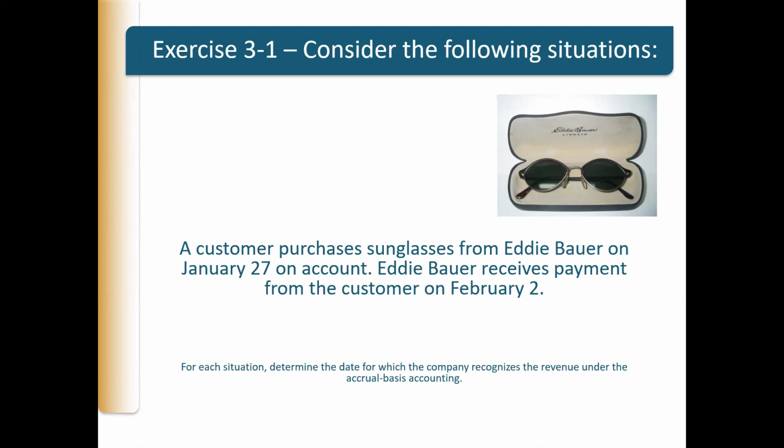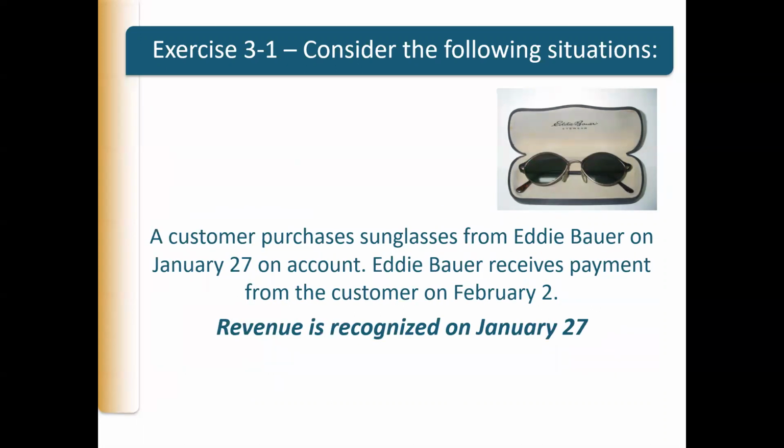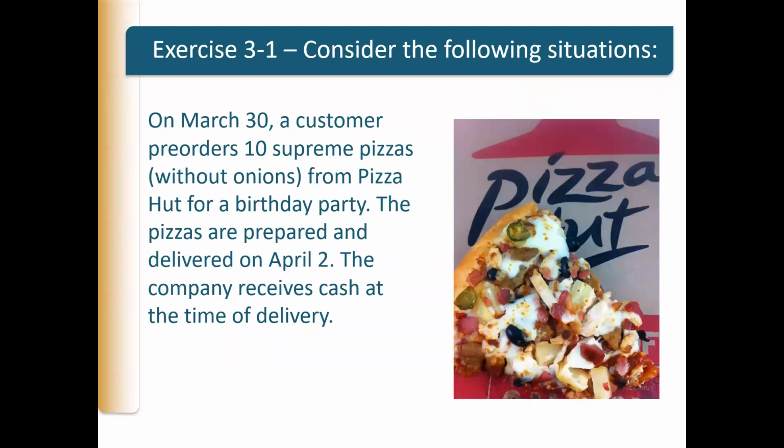The 27th. Exactly. That's when the transaction took place. Next, on March 30th, a customer pre-orders 10 Supreme pizzas without onions from Pizza Hut for a birthday party. The pizzas are prepared and delivered on April 2nd. The company receives cash at the time of delivery. When will Pizza Hut record that revenue? April 2nd.